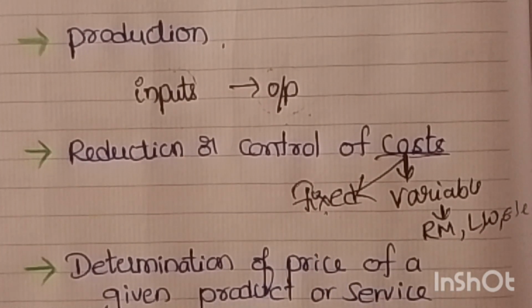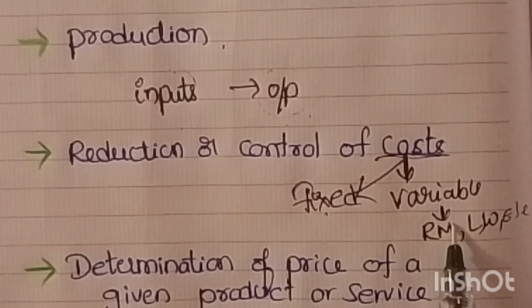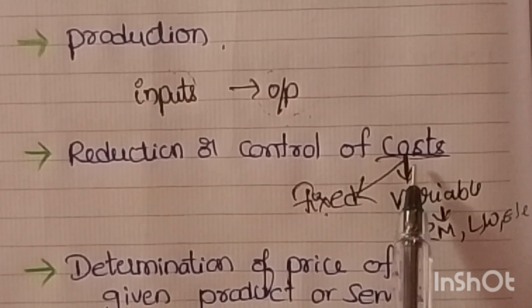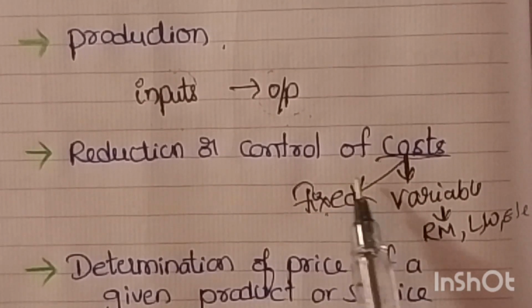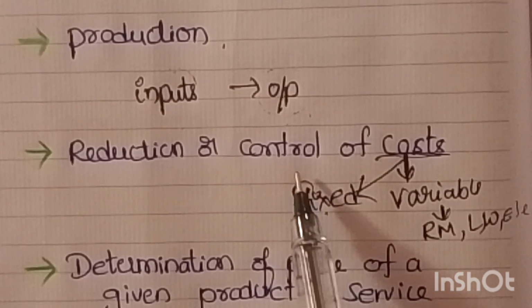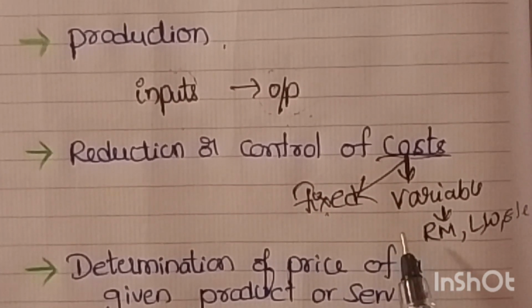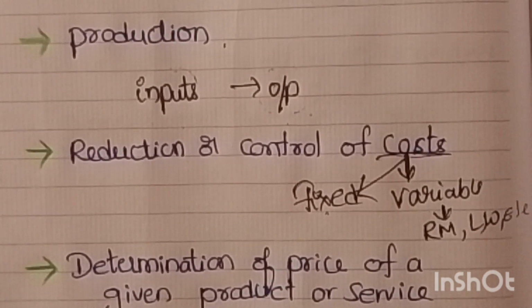సో అవుట్పుట్ అనేది ఇంక్రీజ్ అయితే వేరబుల్ కాస్ట్ ఇంక్రీజ్ అవుతుంది, అవుట్పుట్ డిక్రీజ్ అయితే వేరబుల్ కాస్ట్ కూడా డిక్రీజ్ అవుతుంది. That is about cost. So what is a reduction and control of cost? Means every organization wants to reduce its expenses to increase the maximum output.